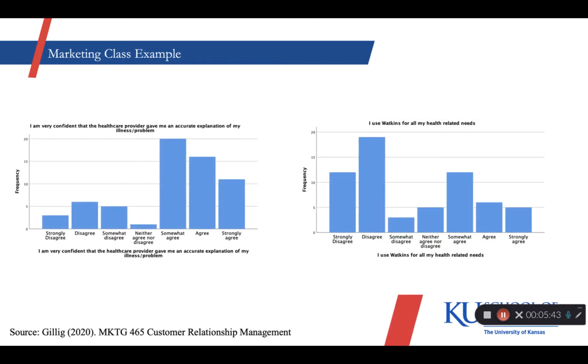The survey about Watkins used a Likert scale to gather information about student experiences at the health center. This is quantitative evidence. By surveying a large number of students, the health center can see trends in student experiences and where to focus their efforts to change.